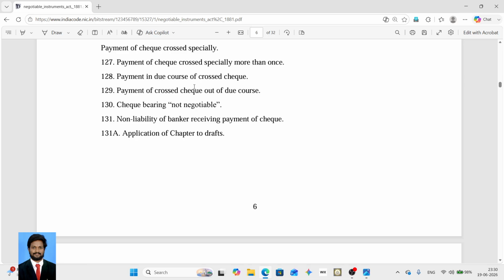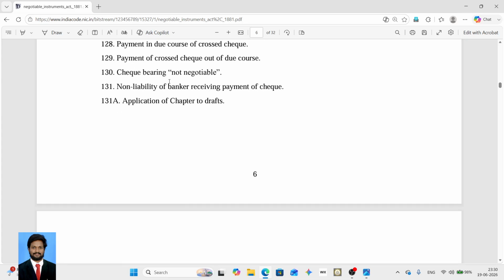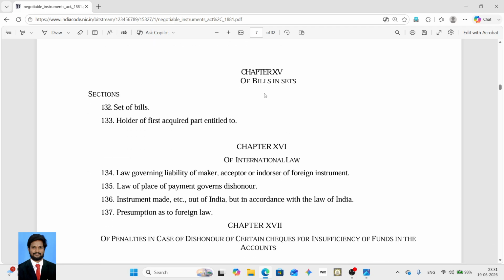128 payment in due course of crossed check. 129 payment of crossed check out of due course. 130 check bearing non-negotiable. 131 non-liability of banker receiving payment of check. 131A application of chapter to drafts. Chapter 15 of bills in sets. 132 set of bills. 133 holder of first acquired part entitled to.